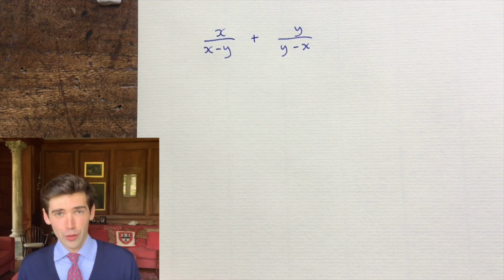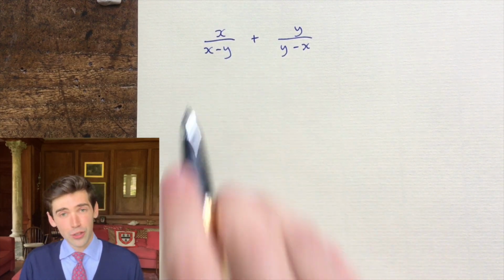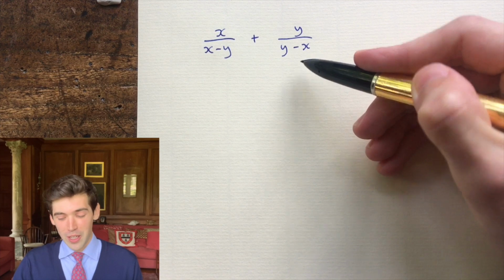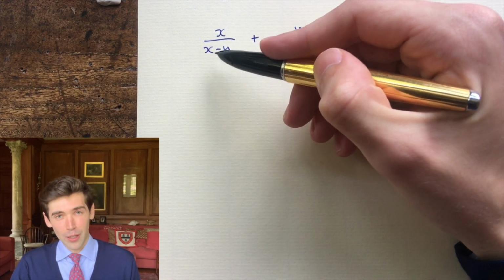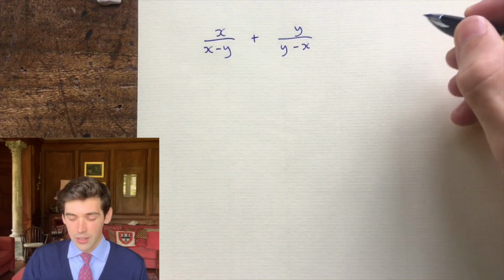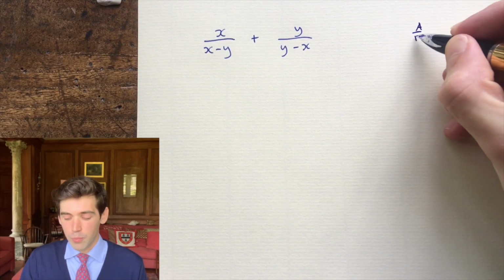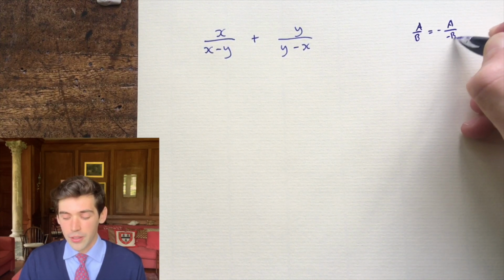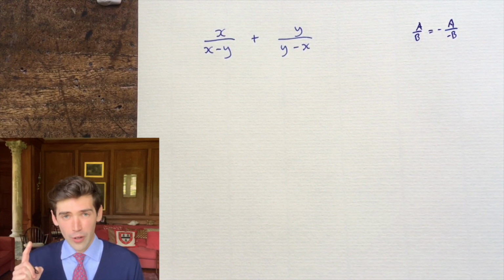The nonsensible thing to do is think, oh, the denominators are different, so I know, I'll cross multiply. I'll multiply this by x minus y over x minus y, and I'll multiply this by y minus x over y minus x. Now that's not wrong, and you can still get to the answer. But consider that a over b equals minus a over minus b. Very important.